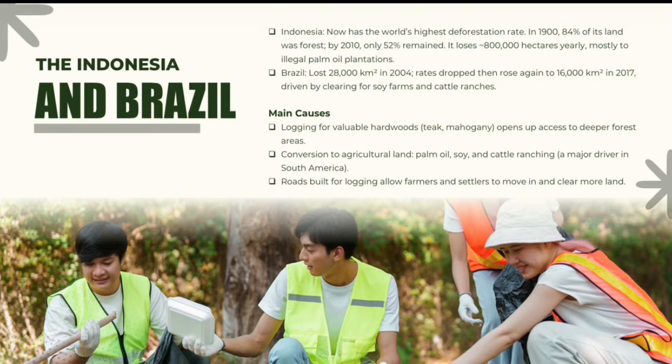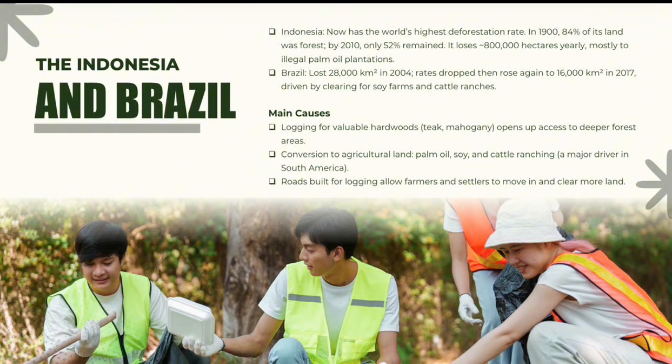Now let us talk about Indonesia and Brazil. Indonesia now has the fastest rate of forest loss in the world. Back in the 90s, forests covered 84% of its land. By the year 2010, only 52% remained. It loses about 800,000 hectares of forest every year. Most of this happens because of illegal plantations for palm oil.